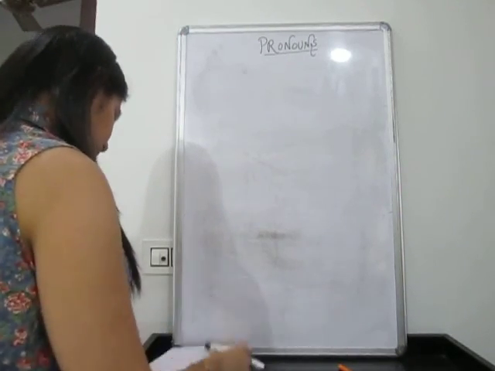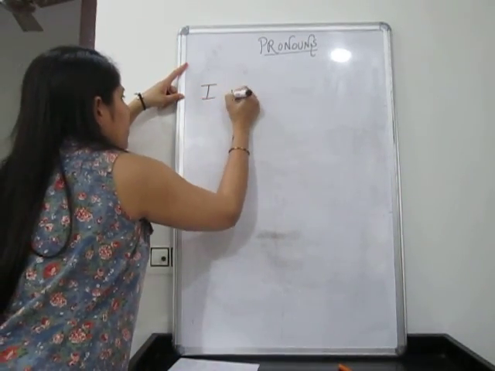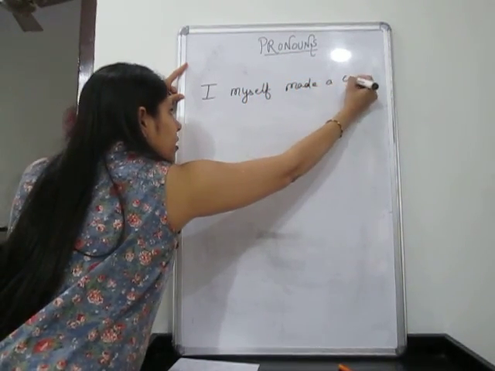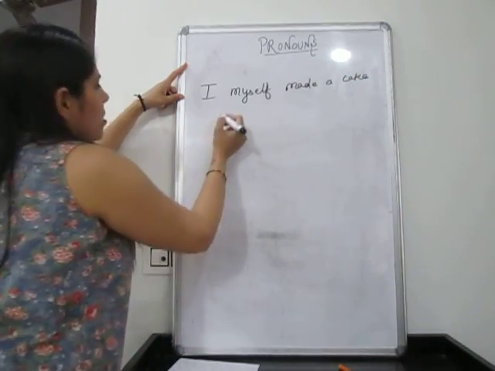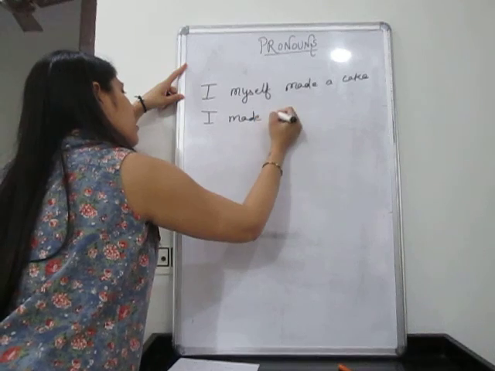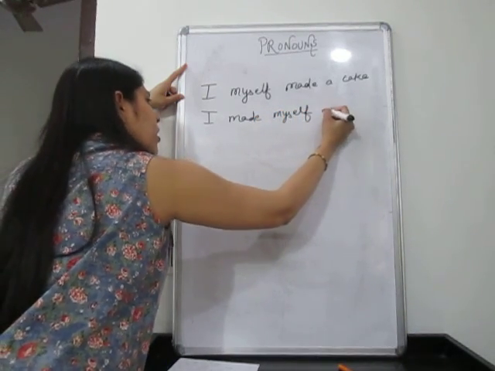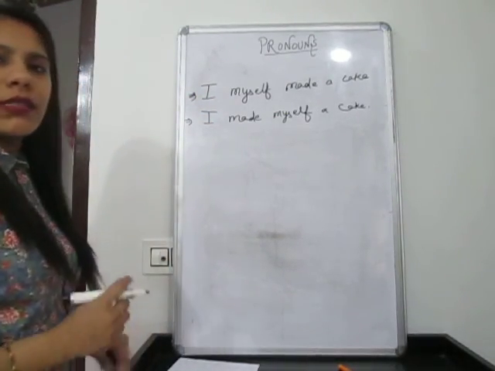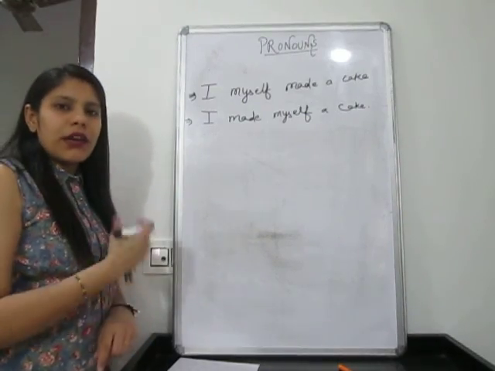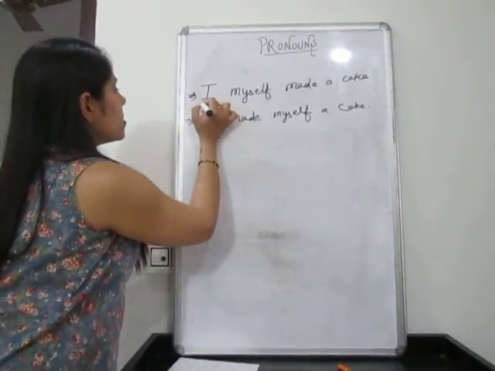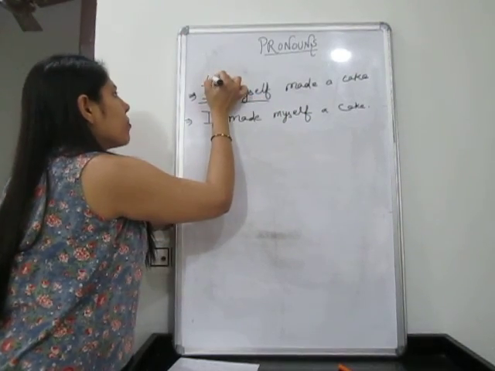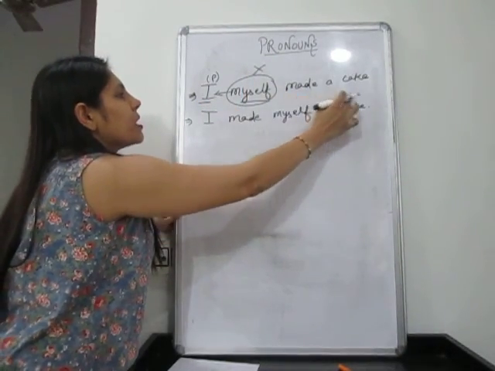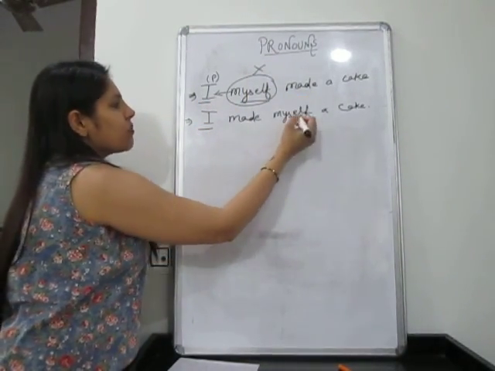And suppose I will give you the example for differentiation. I myself made a cake, right? And if I say I made myself a cake, can you identify which sentence is reflexive and which one is intensive? Our first sentence is intensive because the emphasis is on pronoun I, and if I remove this myself, sentence still makes sense. I made a cake. See this reflexive. I made myself a cake.